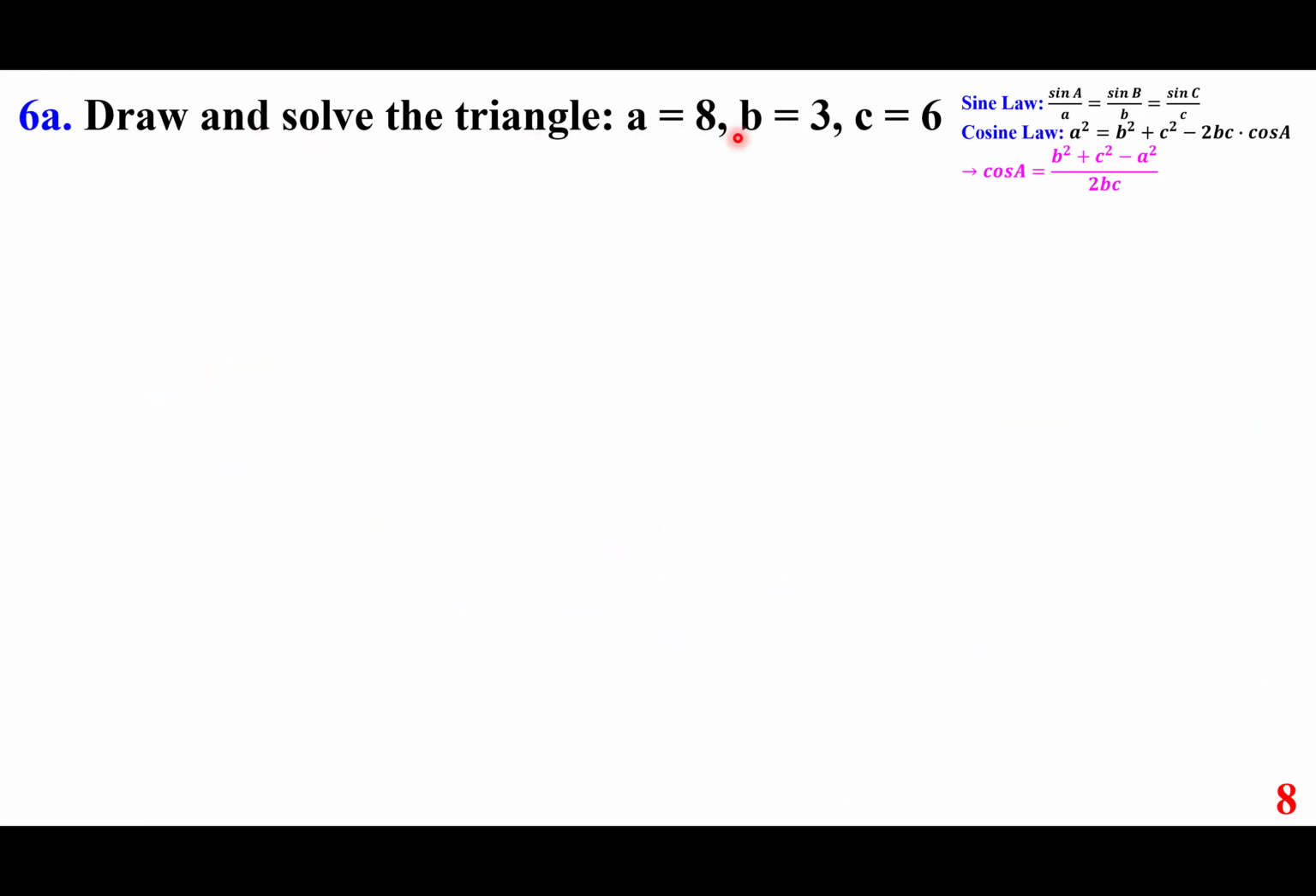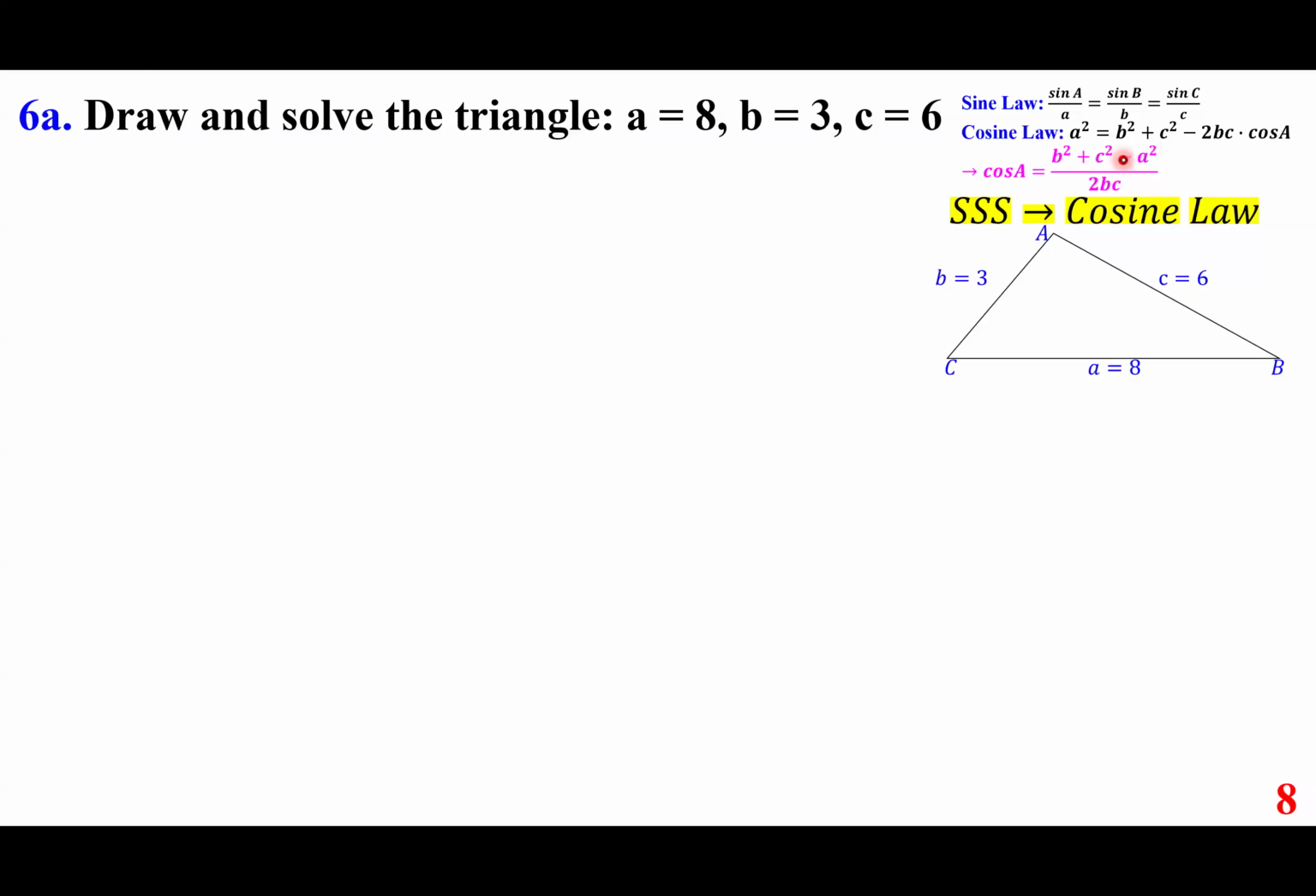Draw and solve triangle: A is 8, B is 3, C is 6, and again, we have the sine law, cosine, and so forth. Obviously, we have 3 sides, so we have to go with the cosine law. Because we have all sides, let's go with cosine of A, which is B squared plus C squared minus A squared over 2BC. Okay, so we are going to do the drawing in the following manner. So A is 8, B is 3, C is 6, and sometimes it may not be to scale, class, okay? In fact, I'm not too sure if this is to scale at all.